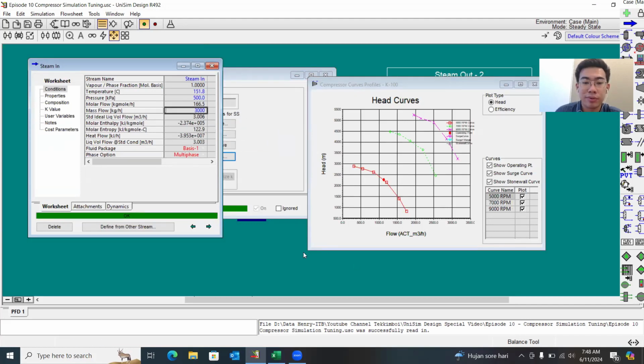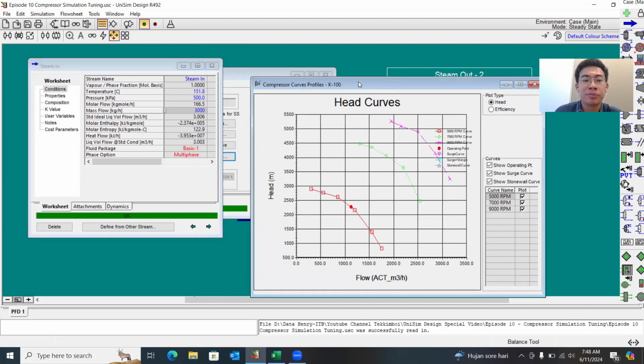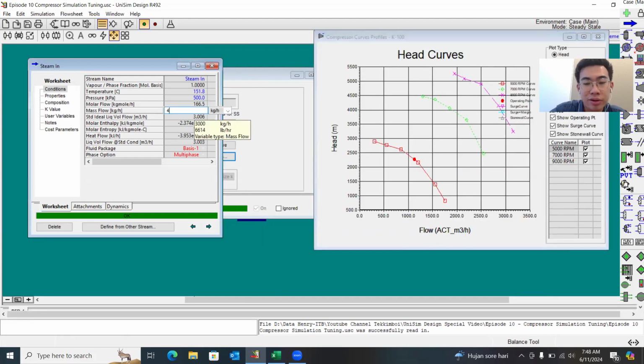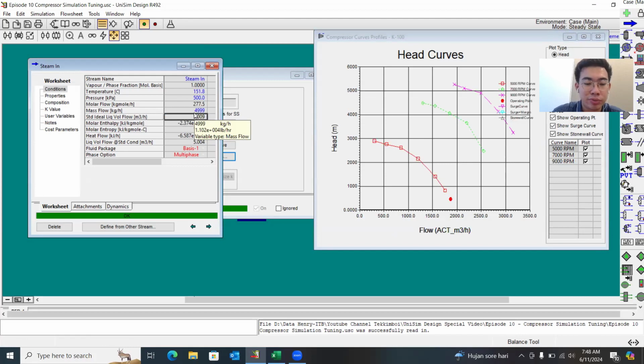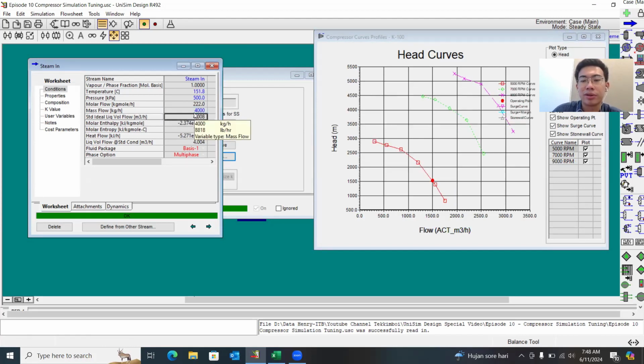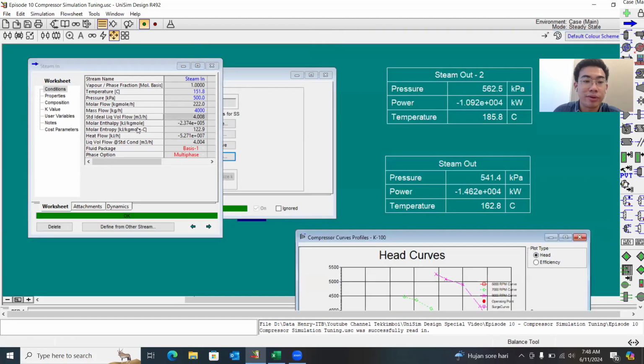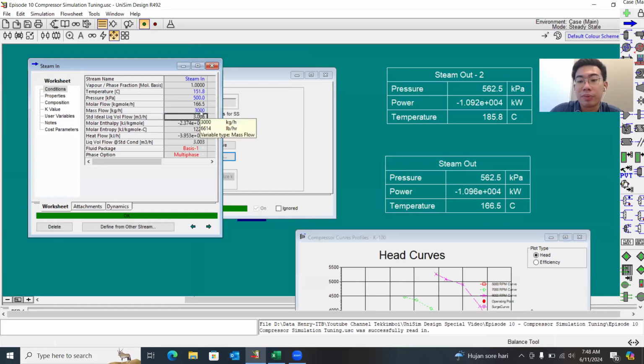Let me make it bigger. See, if I increase the flow, oh sorry, too much. It will move to the right side of the curve, so it will have less head. You see the pressure will decrease here if I increase the flow. And then it will also affect the temperature because we have a different efficiency.